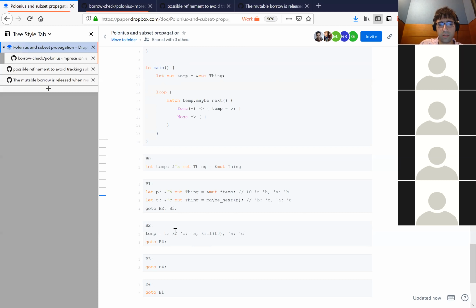So we had, until we killed it, that L0 was in scope for all that code. And when we get to B4, at this point we sort of have that tick C outlives tick A and tick A outlives tick C. But because P and T go dead, we can just remove all those relationships, because it's a dead region. And so when we cycle back around, we wind up with really nothing, I guess. No subsets and no requires. Well, apart from this one, which I'm ignoring.